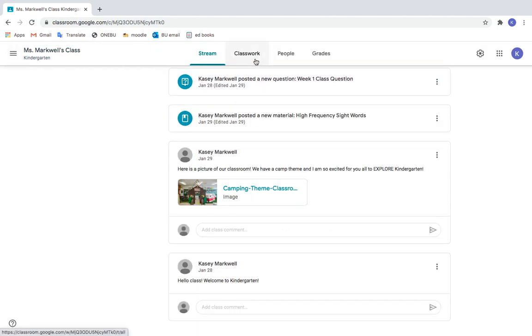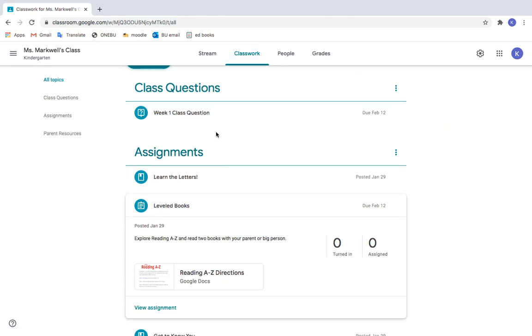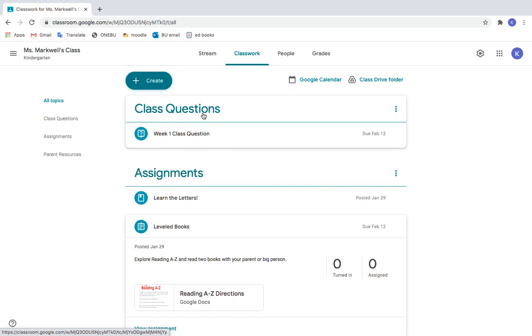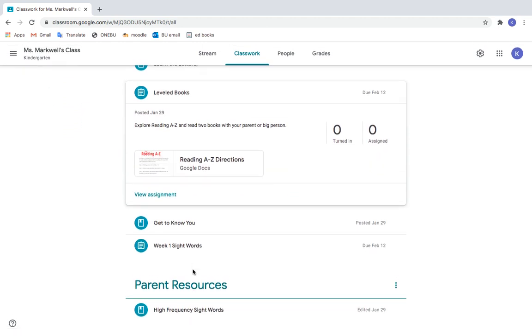And jumping into the classwork tab, this has all of the other posts from the stream. And I have it in three sections. I have class questions, assignments, and parent resources. Since kindergarten will usually have parents or adults helping them, I wanted to create this parent resources page to help whoever is helping the student with some resources.